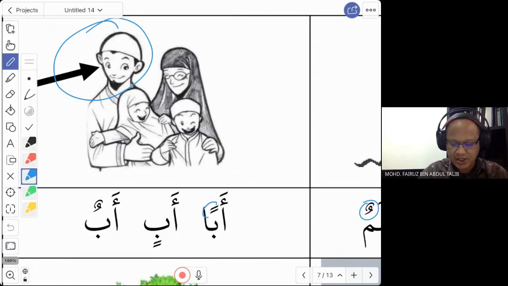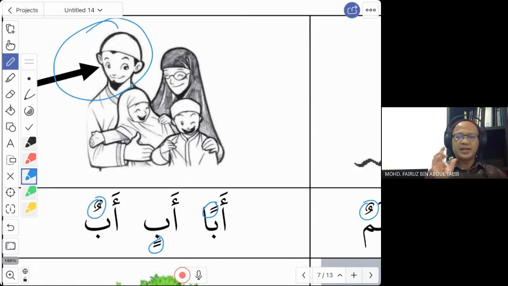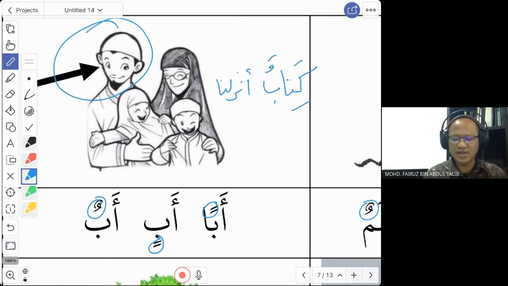You can ignore the tanween, but that is only if you read the word individually. If you link the words, of course, you have to read all the symbols, the tanween and so on. Especially when we read the Quran. For example, in one verse God says about the kitab, kitabun anzalna. Of course, you have to read everything. You cannot say kitab anzalna.